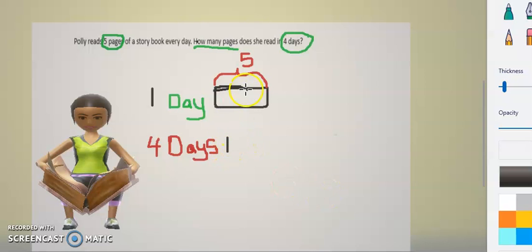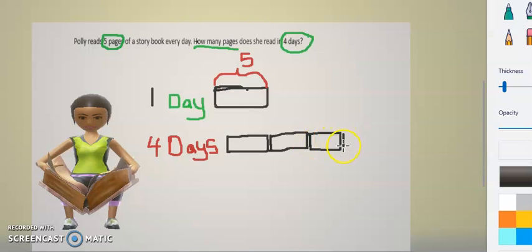So if one of these bars represents a day, I want to go ahead and draw 4 little bars. See, that's going to be 1 little bar. I'm not going to connect them for the purpose of learning it. When you get better, you can connect them, okay? But I'm going to put them really close. So I'm going to draw out 4 days here.